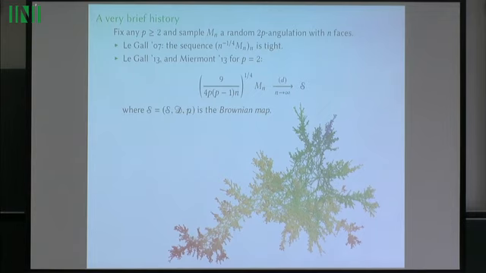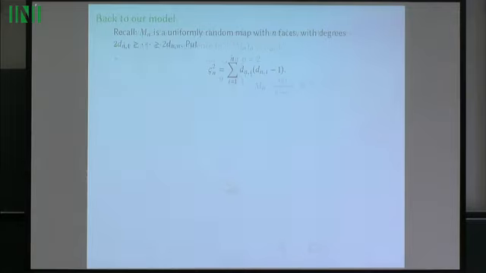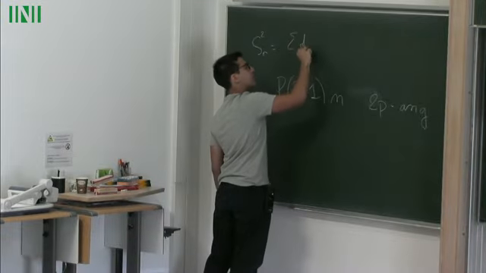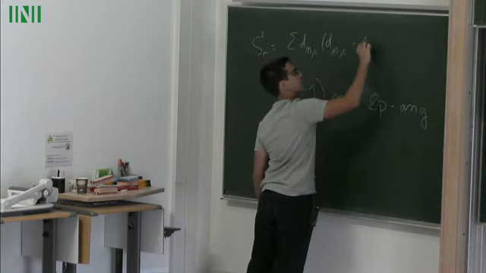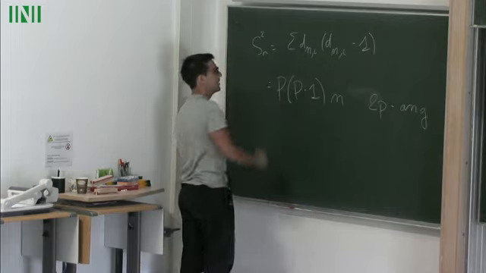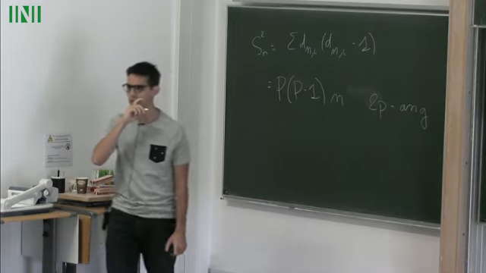Okay, good. So that's what happens when you glue n copies of a given polygon. Now, for the more general model, when the polygons may vary with n, and even at n fixed, we can glue together different polygons. An important quantity will be this sigma_n squared, which is just the sum of the d_ni minus 1, and which is exactly this p(p-1)n for 2p-angulations.